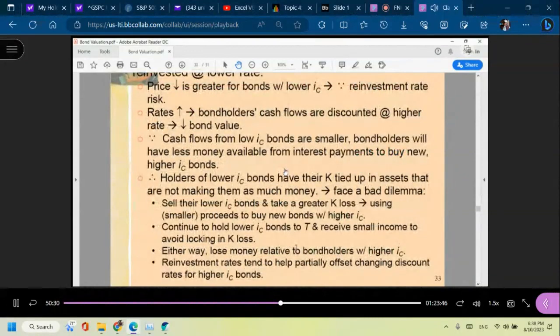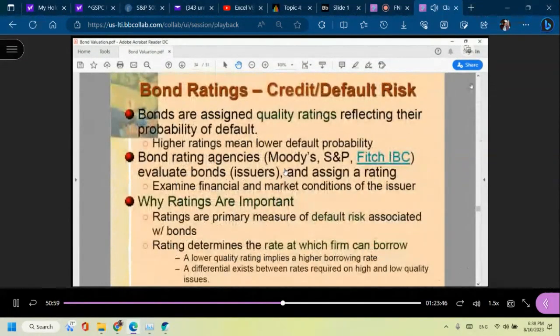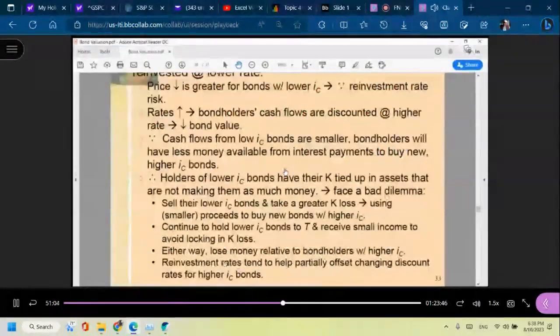Are you going to sell? If you sell, you realize a big loss. And if you are afraid to sell, you hold on to it. The longer you hold on to it, the lower the valuation, as long as the strong interest rate is depressing the price. So this is the dilemma you face. Either way, you lose money relative to bondholders with a higher coupon rate.